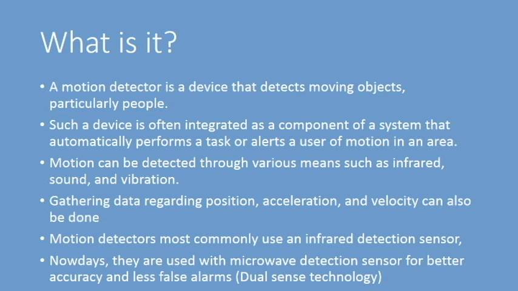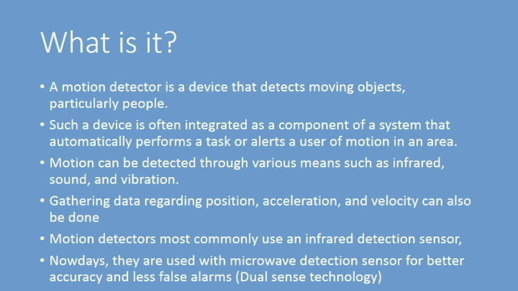Such a device is often integrated as a component of a system that automatically performs a task or alerts a user of motion in an area. Motion can be detected through various means such as infrared, sound, and vibration. Gathering data regarding position, acceleration, and velocity can also be done.